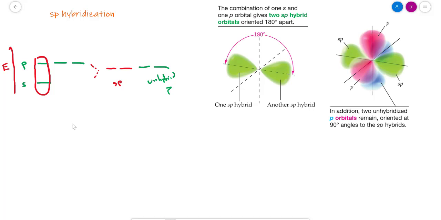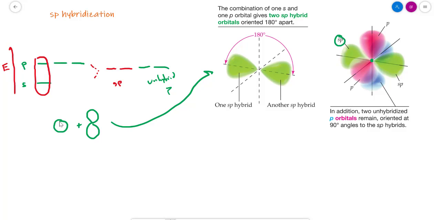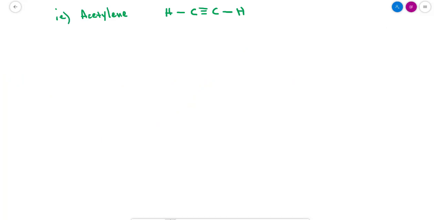So what does that look like? Well, if you take an s orbital that looks like this, and then you add it to a p orbital that looks like this, you're going to get 2 orbitals that look pretty similar to the original p orbital. And how do those look on that original atom? Well, you've got the 2 sp orbitals, one here and one here, and then you've got your 2 unhybridized p orbitals that are shown in the red and the blue in this case.